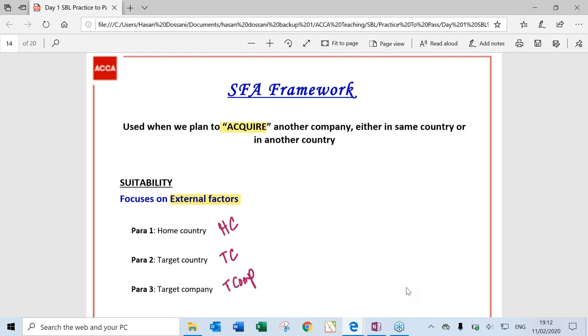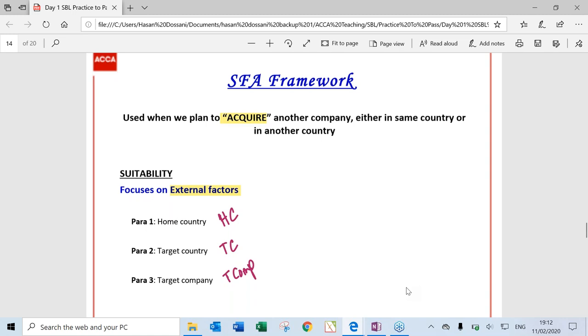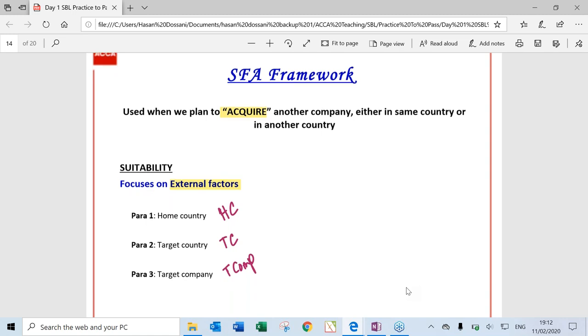Okay, right. So just as a recap, SFA framework is used whenever we are thinking of acquiring a new company, either in the same country or in outside our country. Suitability factors look at external factors, and you have to draft three paragraphs under suitability. The first paragraph will talk about the challenges of home country. The second paragraph will talk about the pros and cons of the target country. And the third paragraph will talk about the information about target company.